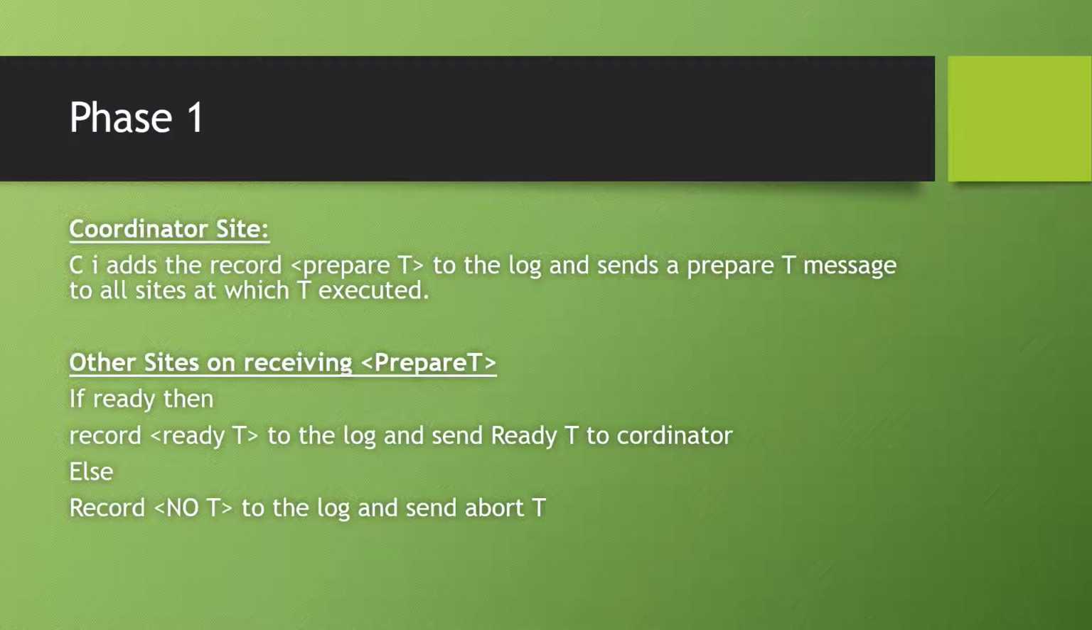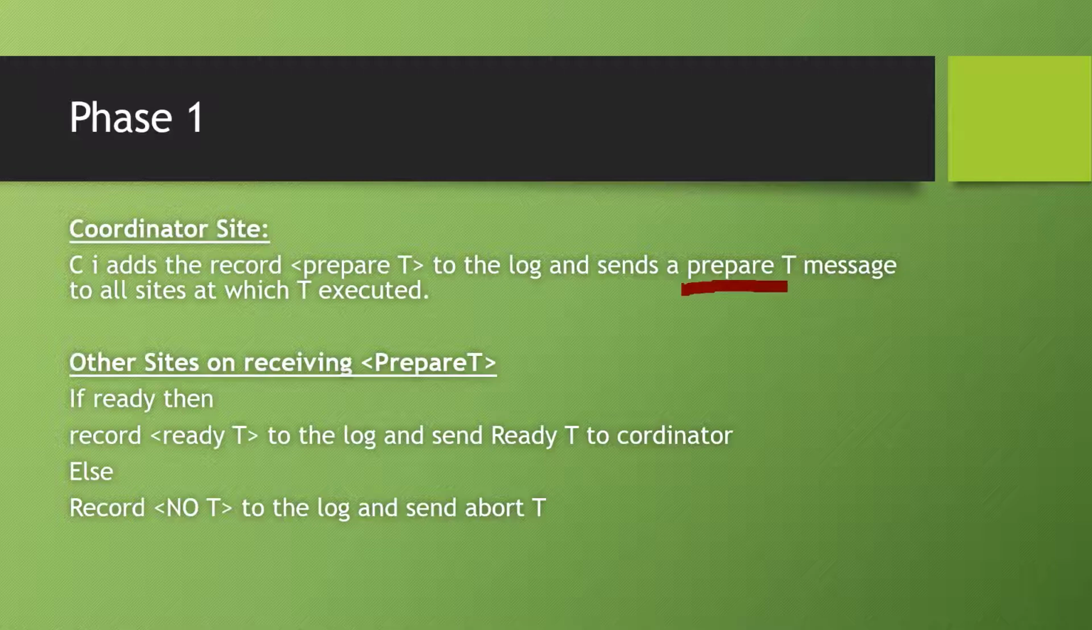Now the transaction coordinator wants to know whether it can commit the transaction or it should be aborted. For knowing that, the coordinator sends a message, prepare T, to all the participating sites. Before sending the prepare T message, it writes prepare T into a log, and the log is stored in the stable storage. So first the coordinator sends a prepare T to the participating sites.